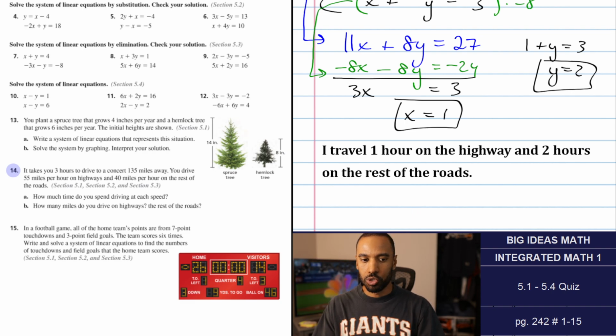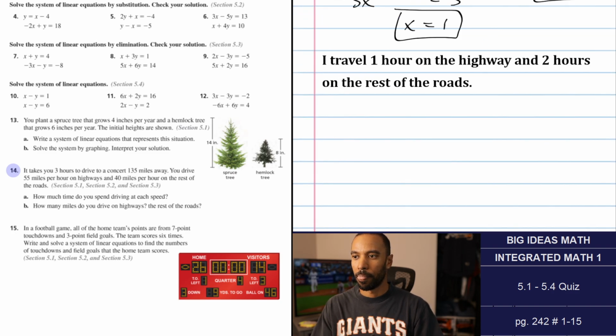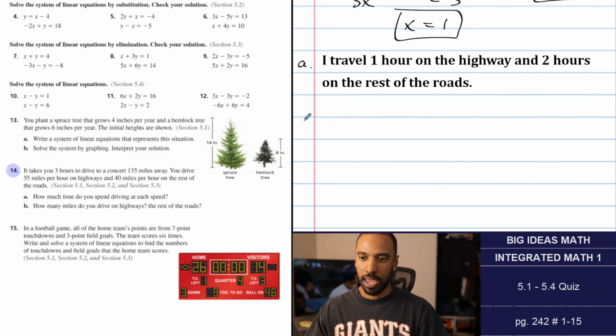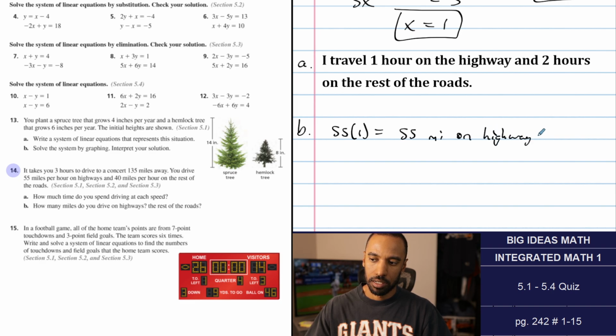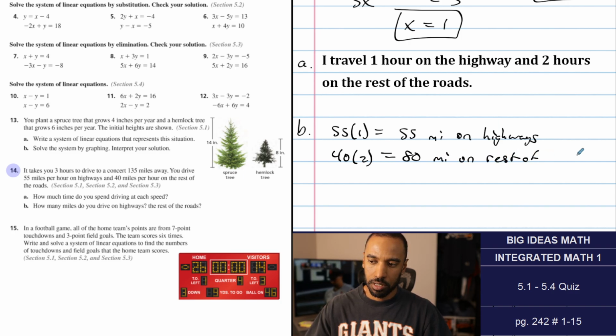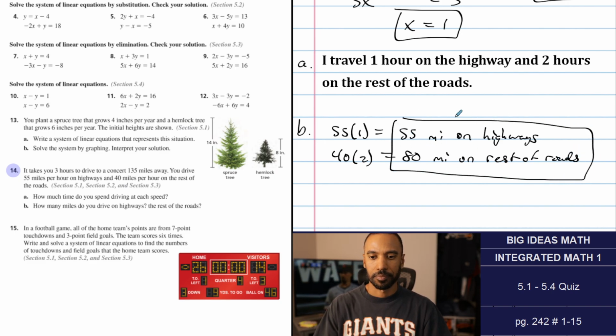How many miles do you drive on highways and the rest of the roads? That's where the 55x and the 40y come from. So that was part A, really. Part B, 55 times 1 is 55 miles on the highway. And how much was it? 40. 40 times 2 is 80. 80 miles on the rest of the roads. Okay, so those are the two answers there.